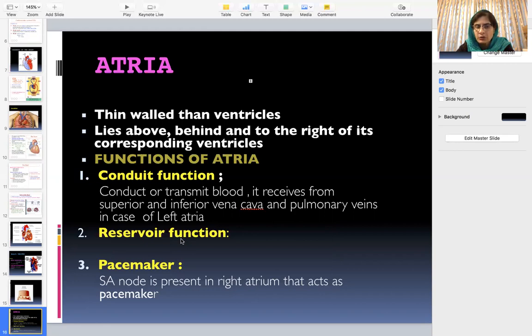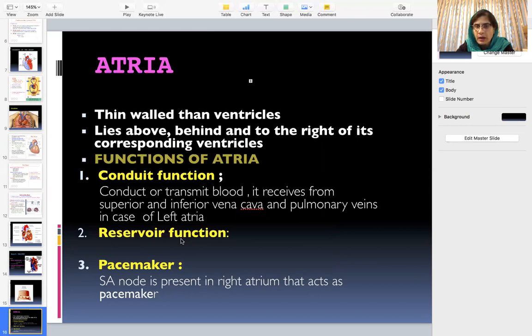It just conducts or transmits the blood which it receives through the superior or inferior vena cava on the right side, and pulmonary veins in case of the left atrium. So it is a conduit function. Second is a reservoir function.